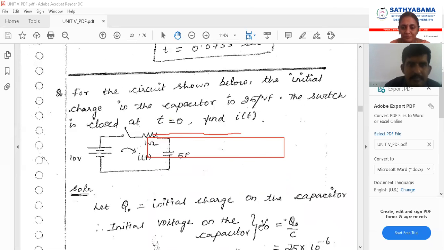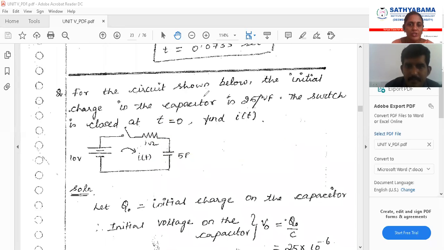Second problem, for the circuit shown below. They have given a circuit. This is a simple RC circuit, resistance 1 ohm, capacitance 5 farad and 10 volts is the supply. The initial charge in the capacitor is 25 microfarad. What is the initial charge? The capacitor has been connected in some other circuit and it has been charging for some point of time. So they had given the initial charge as 25 microfarad. The switch is closed at t is equal to 0. Find I of t. So I of t is the response you're going to find out.